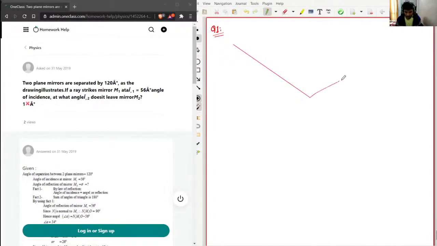and let's say this is the other mirror. Let's say this is M1 mirror, this is M2, and let's say this is a mirror, so it will reflect everything. And now the angle here is 120, and let's say the ray is striking at this point, the first ray. And it is making an angle of 56 degrees.